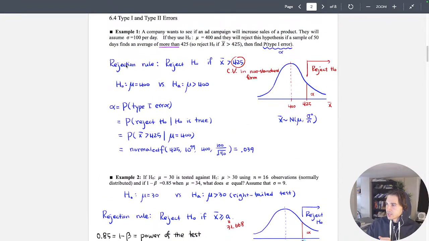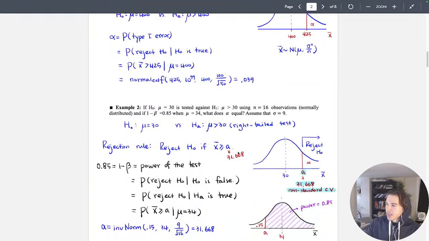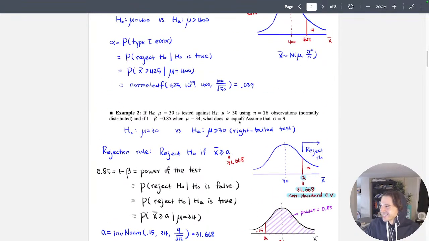You just calculate it because you have your rejection rule, reject H naught if X bar is greater than 425, and probability that X bar is greater than 425 given that mu is 400. You do the normal CDF, so 425 and greater with a mean of 400 and a variance of 100 over square root of 50, or maybe that's the standard deviation. Either way, you plug it in the calculator and you get the answer.